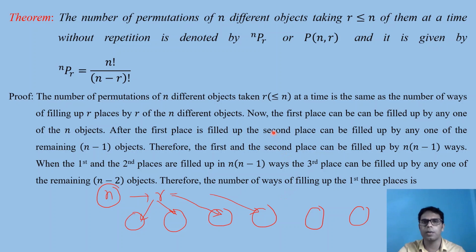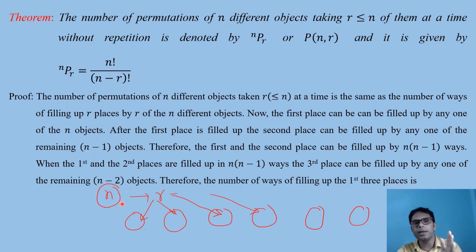I have written now the first place. This is the first place. The first place can be filled up by any one of these n number of objects, because the provided number of objects is n. So for the first place you can take any one of these n. That means you have n number of options. So the first work can be done in n number of ways. That is written here: any one of these n objects.